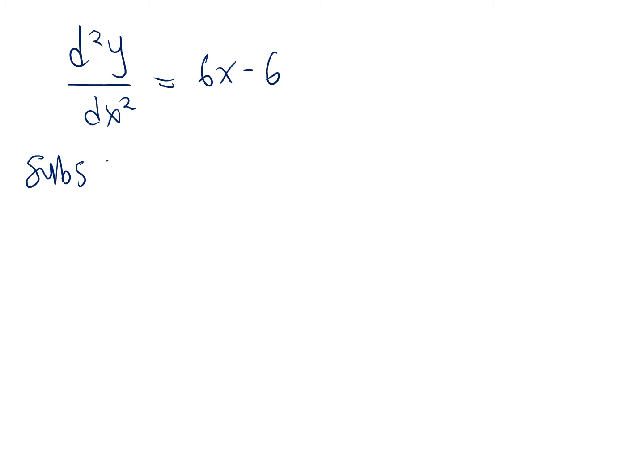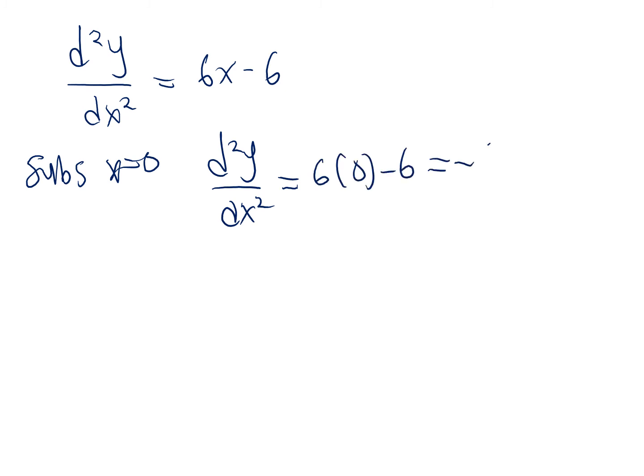How to use the second derivative test? First, we must find the second derivative, which is 6x minus 6. Then we use our critical value and substitute x equals 0 into the second derivative. So we will have 6 times 0 minus 6, which implies negative 6. Negative 6 is less than 0. So if our second derivative is less than 0, that means it is a maximum point.